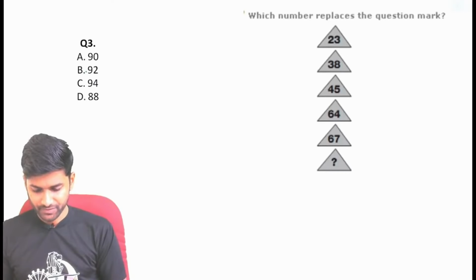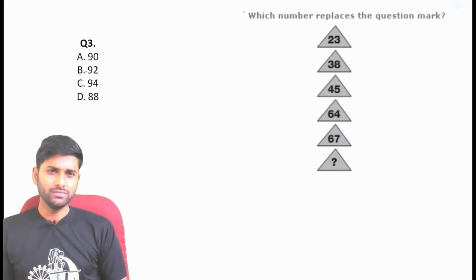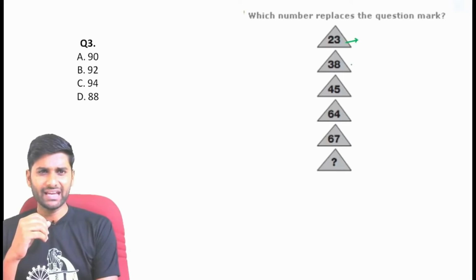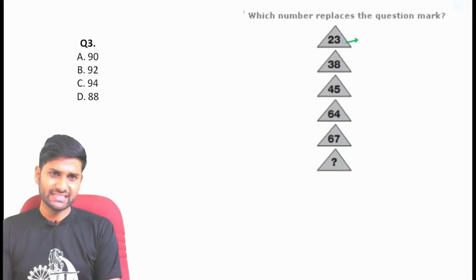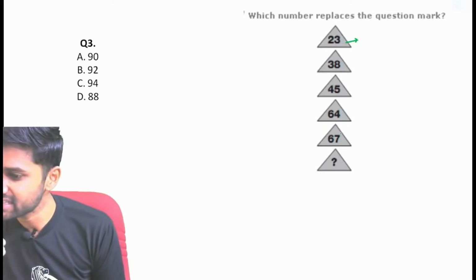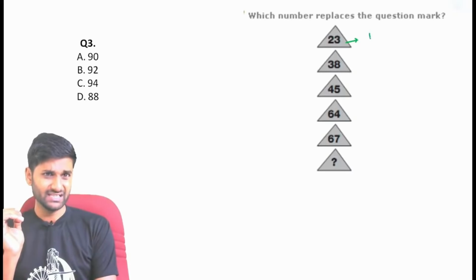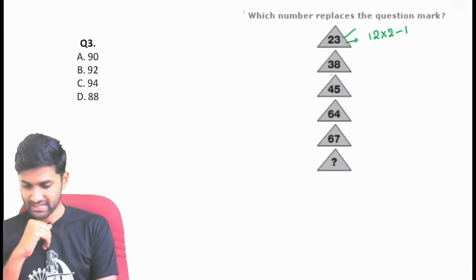So the next number. For these types of questions, either they followed a series pattern, or they followed an exact pattern. Now, if we see the entire scenario, guys, I can observe all the numbers: 23, 38, 45, 64 and 67. If you see the entire numbers, see guys, 12 twos are 24, minus 1 is equal to 23. That is the one, guys.